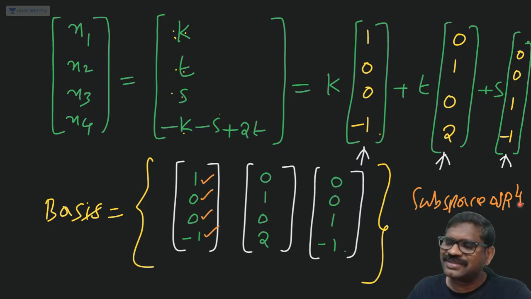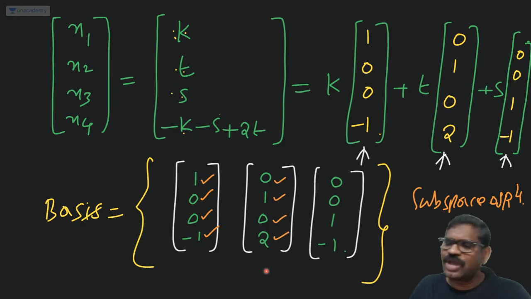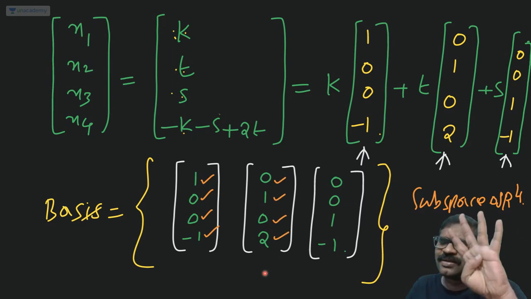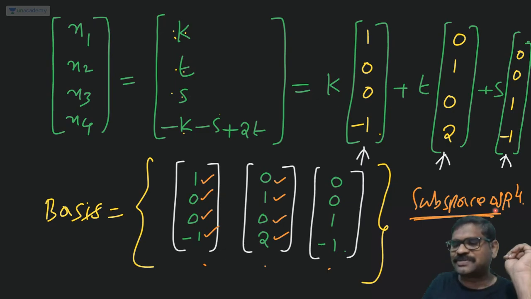Ravi, how many components are there here? You have 4 components, right? 4 components means you require 4 independent vectors, but you have only 3 independent. That's why I have mentioned subspace.